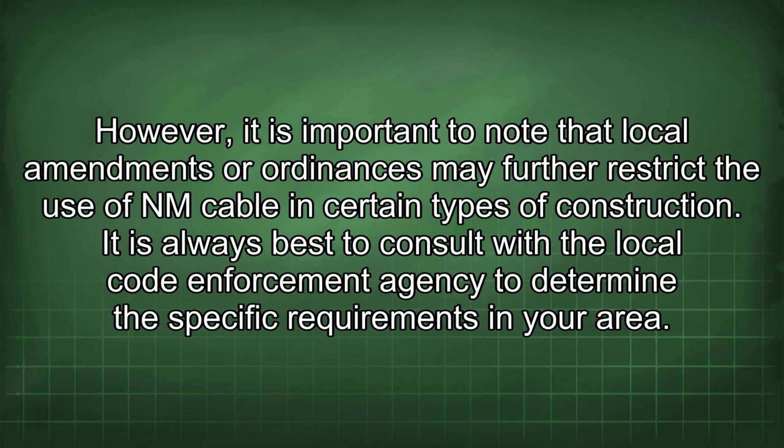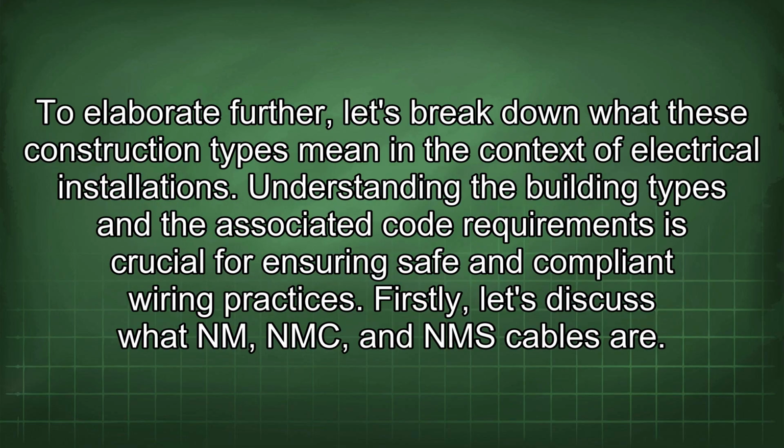However, it is important to note that local amendments or ordinances may further restrict the use of NM cable in certain types of construction. It is always best to consult with the local code enforcement agency to determine the specific requirements in your area. To elaborate further, let's break down what these construction types mean in the context of electrical installations. Understanding the building types and the associated code requirements is crucial for ensuring safe and compliant wiring practices.